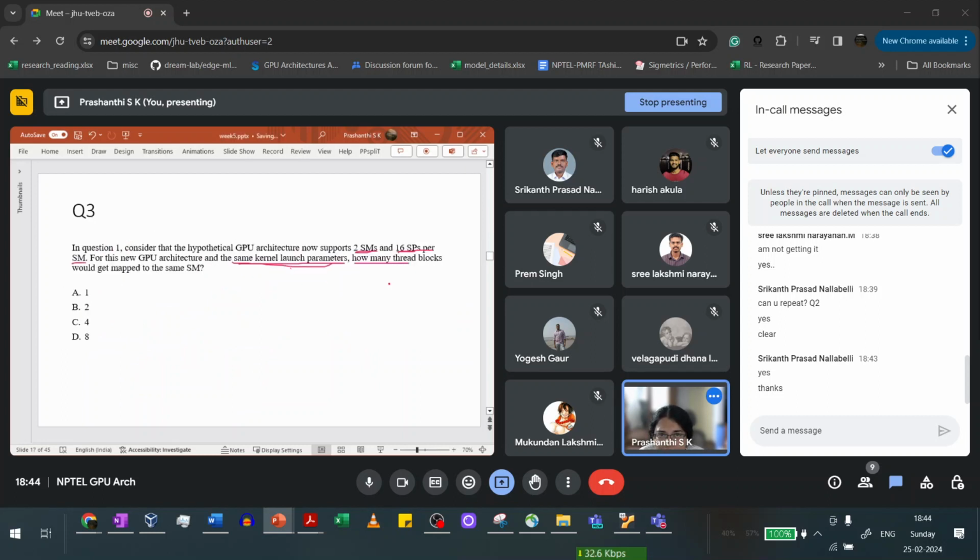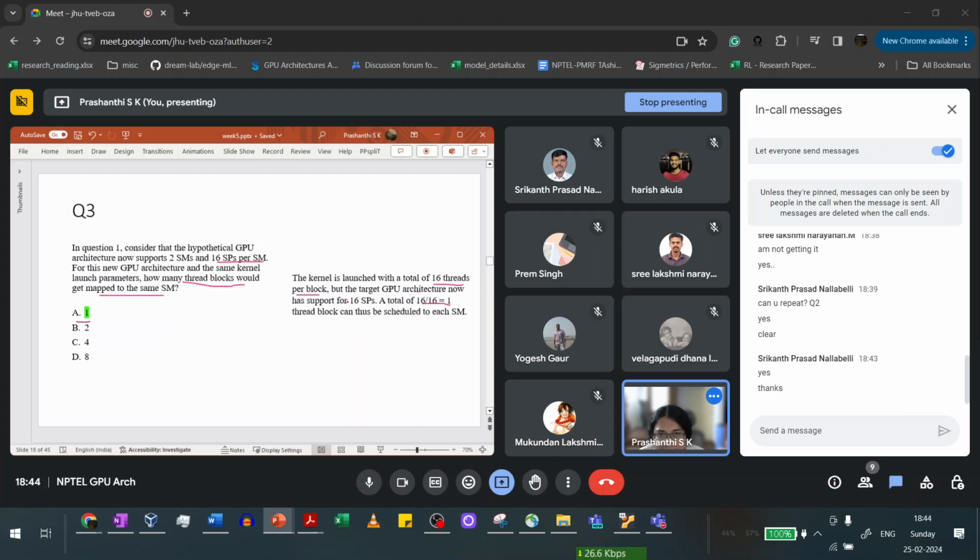right? So you have 8 in total, but remember that the question here is different. How many blocks would get mapped to a single SM, right? So basically, how many people can you accommodate in a single room? And going to the answer, now you have 16 people per room. So this is basically your SPs per SM, right? And how many can you accommodate in one shot? It's just 1. That's your block definition.